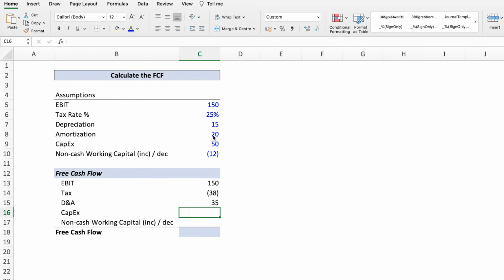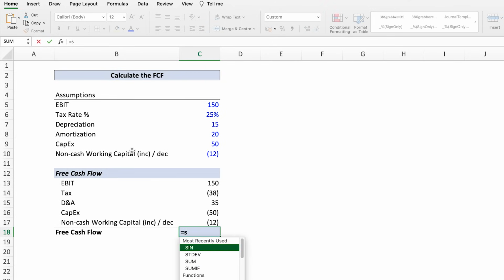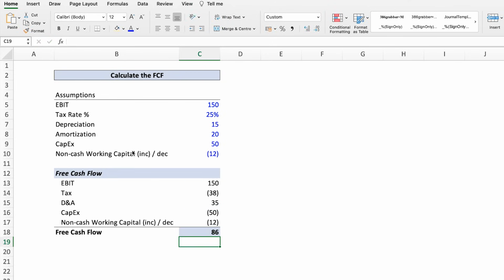Then for the CapEx, we want it to be a negative number, so minus 50 in this case. And then lastly, for the non-cash working capital, in this case it's an increase, so we're just going to go equals, just like so. And then for the sum, we're going to go with the sum formula, for instance, and then go up here and get them all together. So it should give you 86.